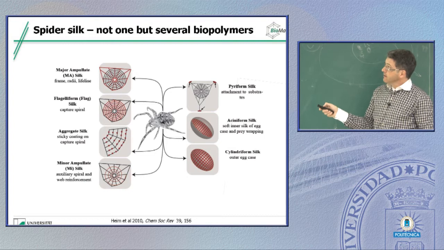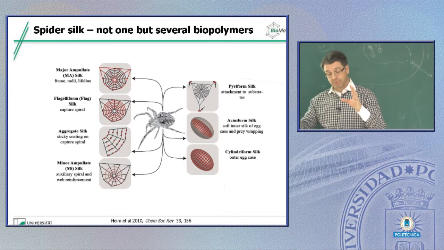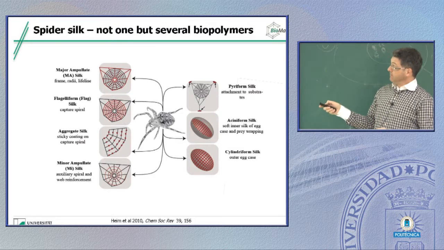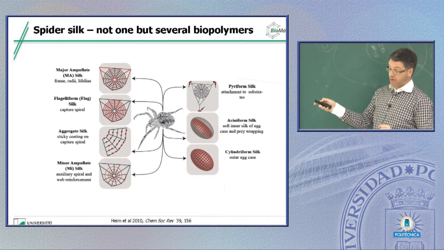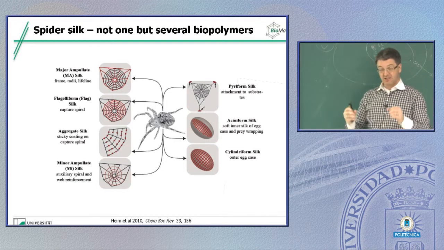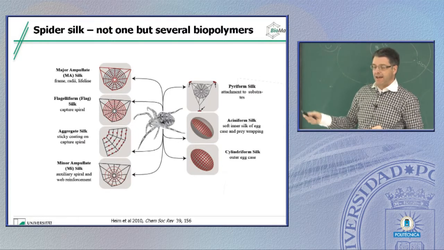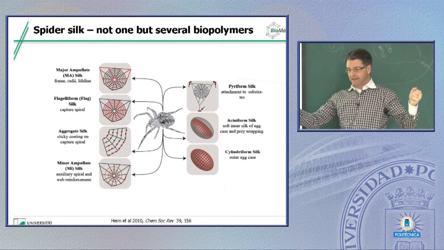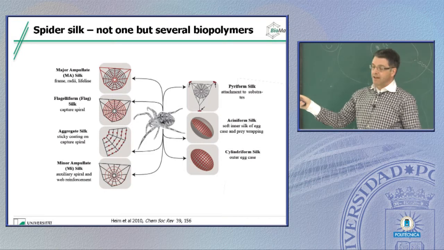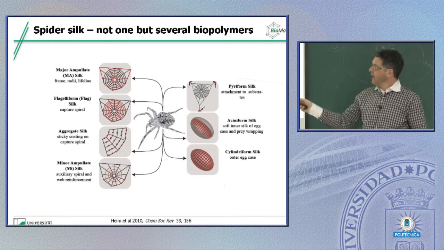The next silk is called flagelliform silk, because here the gland looks like a flagellum. Don't ask me what flagellae look like. Different type of silk, different type of properties, because while this major ampullate silk is quite tough, a very strong silk, the flagelliform silk has to be very elastic, a completely different mechanical behavior. Because the flagelliform silk is used as the capture spiral. So this is actually the hunting part, or the prey hunting part of the web.